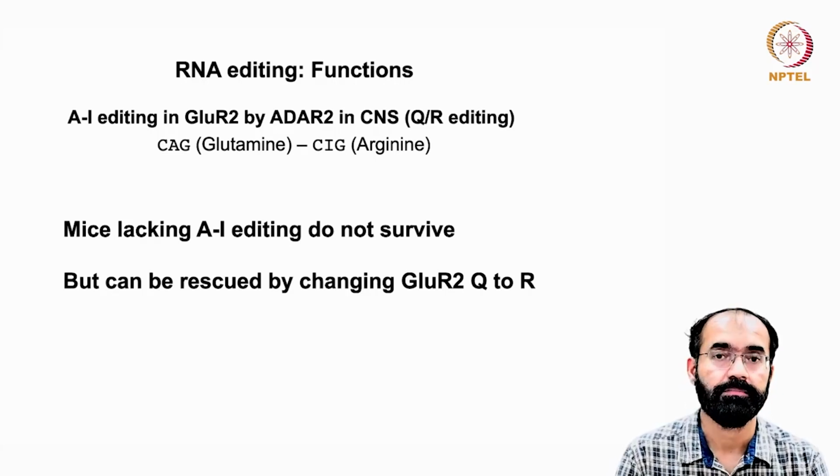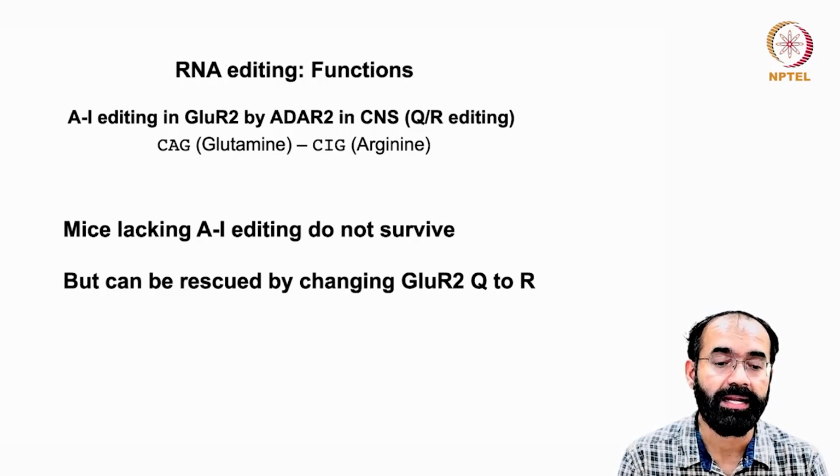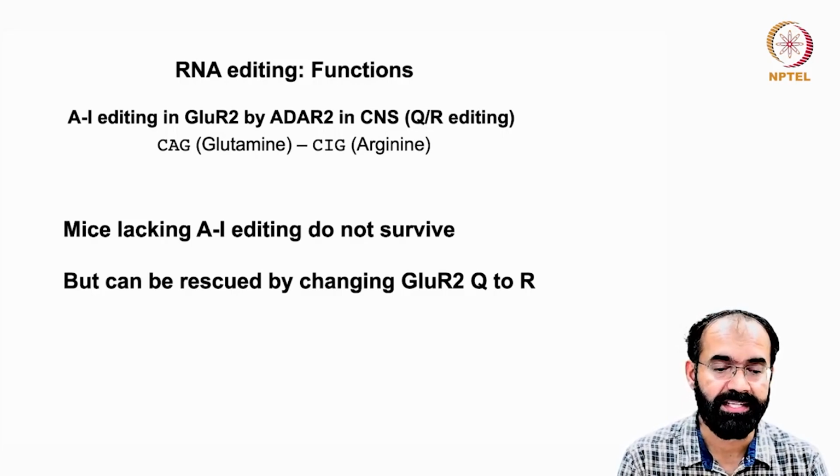That is quite thought-provoking. That means you simply have to get rid of this ADAR2 enzyme, or you create a mutation such that the glutamine remains as glutamine. It is not available for editing. Then if A to I editing is prevented, what happens? The mice will not survive. You can imagine how crucial this modification is.